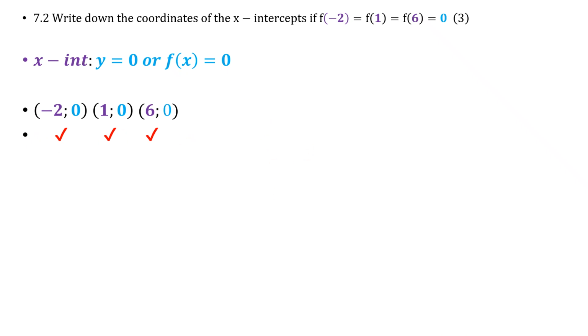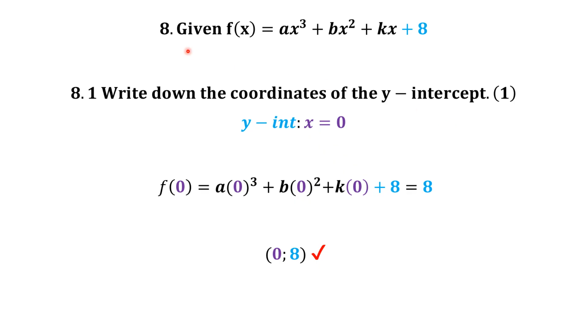Alright, look at number 8. Given f of x equals ax cubed plus bx squared plus kx plus 8, write down the coordinates of the y-intercept. Again, the constant there will always be the y-intercept, no matter which equation I work with. Whatever doesn't have the variable x next to it would be my y-intercept. So for the y-intercept, x equals 0 becomes a times 0 cubed, b times 0 squared, k times 0 plus 8, which simply stays 8. So my y-intercept is 0 and 8 for 1 mark.